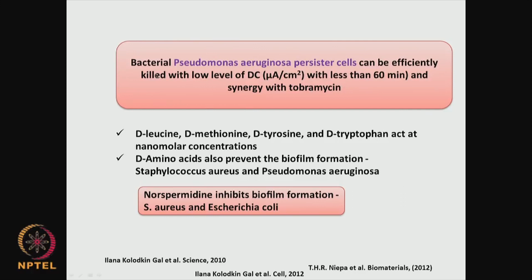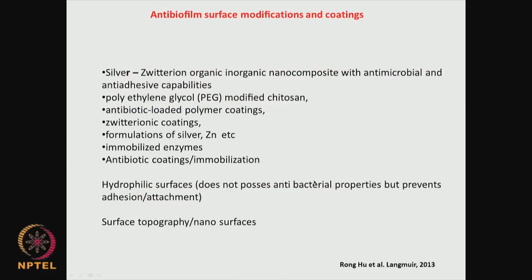This is an example where they have tested low levels of DC and tobramycin, that is an antibiotic. They are found to kill Pseudomonas aeruginosa persistent cells. And again, D-leucine, D-methionine, D-tyrosine, D-tryptophan act in nanomolar concentration. So, we can combine these D-amino acids with antibiotics to prevent the biofilm formation, especially in Staphylococcus aureus and Pseudomonas aeruginosa. There are many examples of that actually.